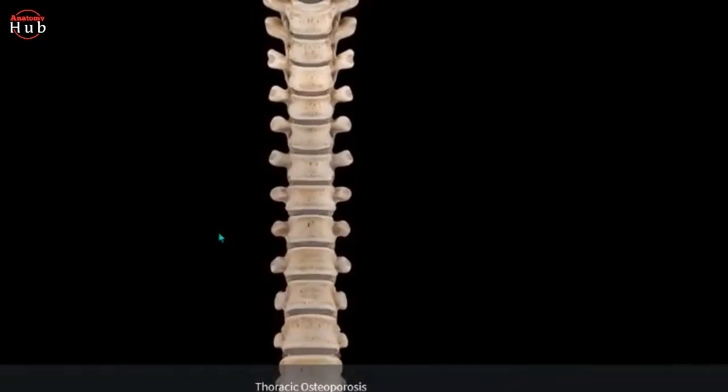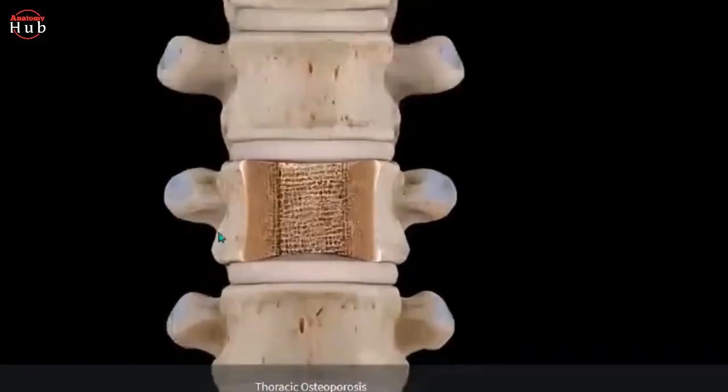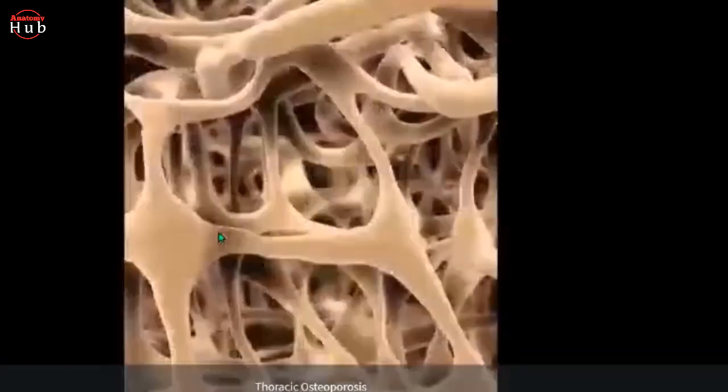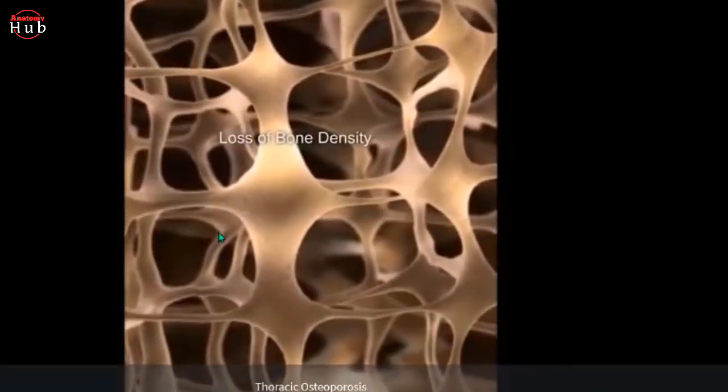Osteoporosis in thoracic vertebrae is characterized by low bone density and increased bone fragility. Osteoporosis is often unrecognized until a fracture occurs. People suffering from osteoporosis often break bones in the upper thoracic spine. This results in pain, height loss, and a stooped or hunched posture.